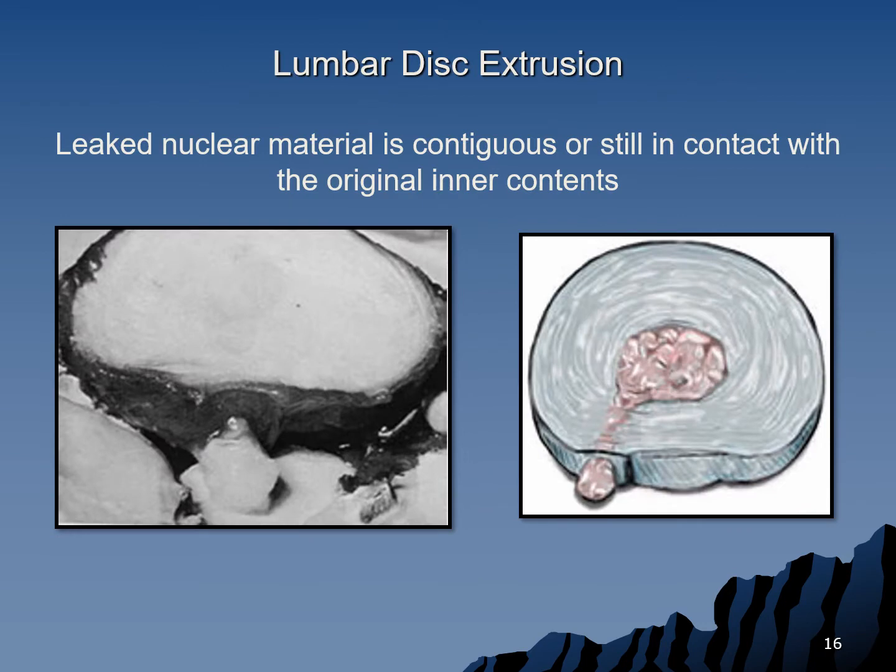And here's some beautiful examples of disc extrusions. And by the way, Cox technique is effective with these. We don't fully understand why. Remember, we just don't have the research that we need to have. But I've done it myself. The Cox technique is very effective with free fragments, sequestrations, and extrusions. But here is an example of two extrusions, and the definition is listed here: leaked nuclear material that is contiguous or still in contact with the original inner contents. That is a disc extrusion.